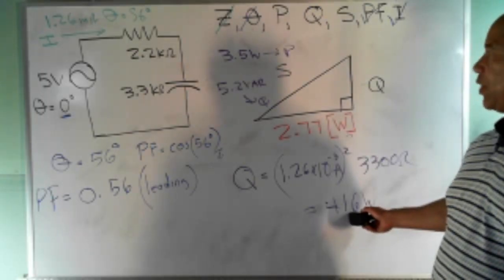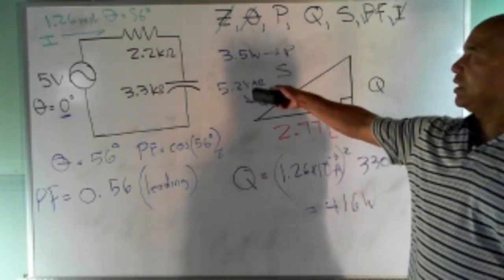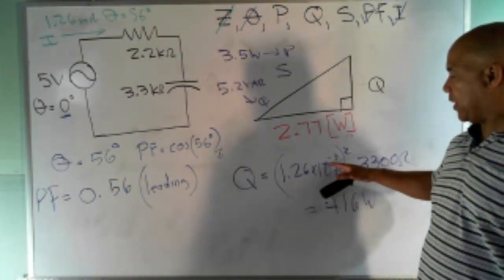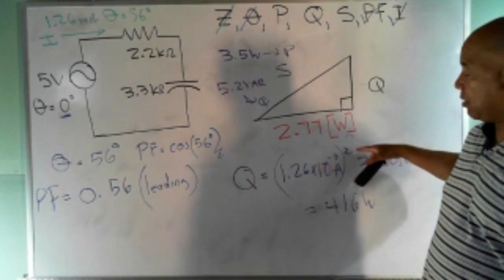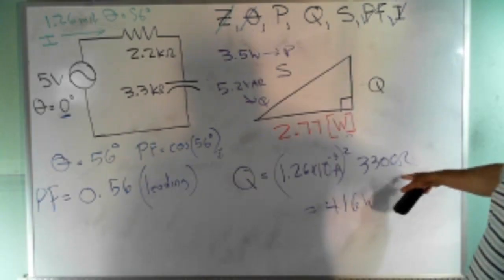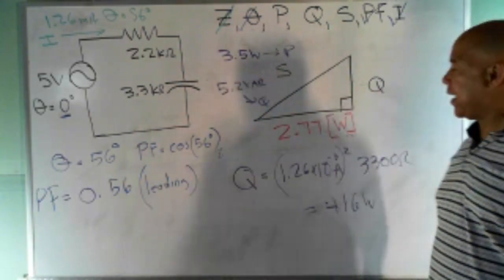So read one of these numbers. So 1.26 times 10 to the minus 3 squared times 3,300. Dominique's claiming that it's 3.5. Is that right? No, that one should be 5.2. The times 3,300 is the 5.2. Okay, so that's this one.